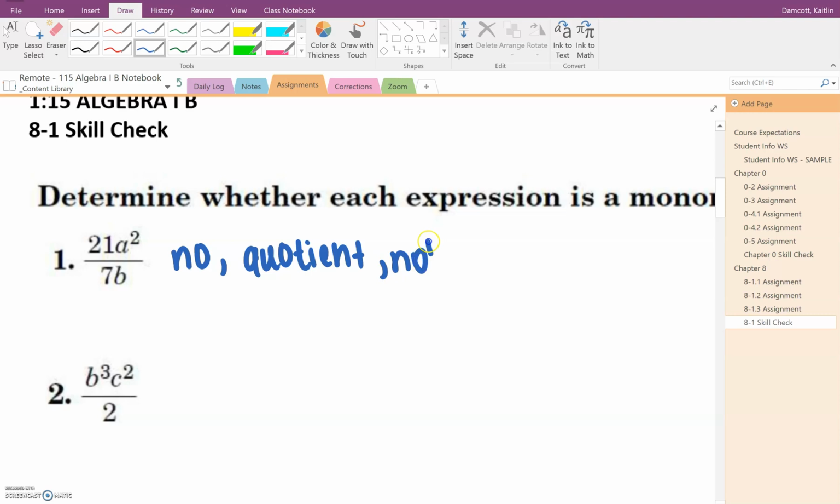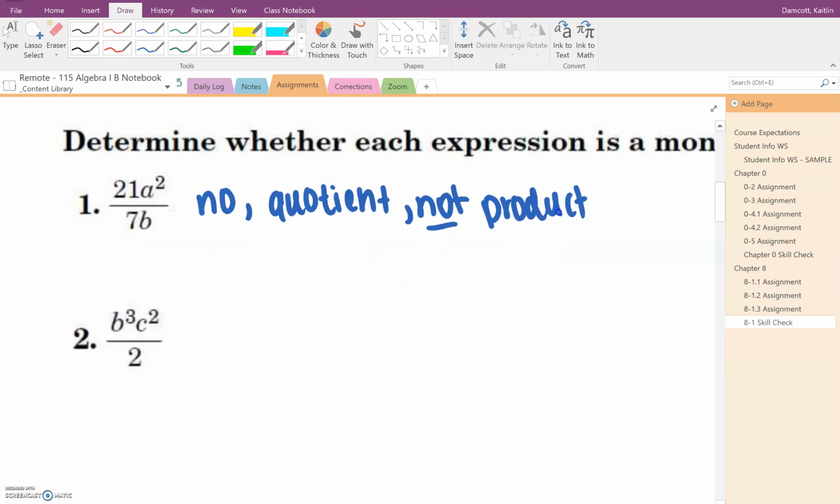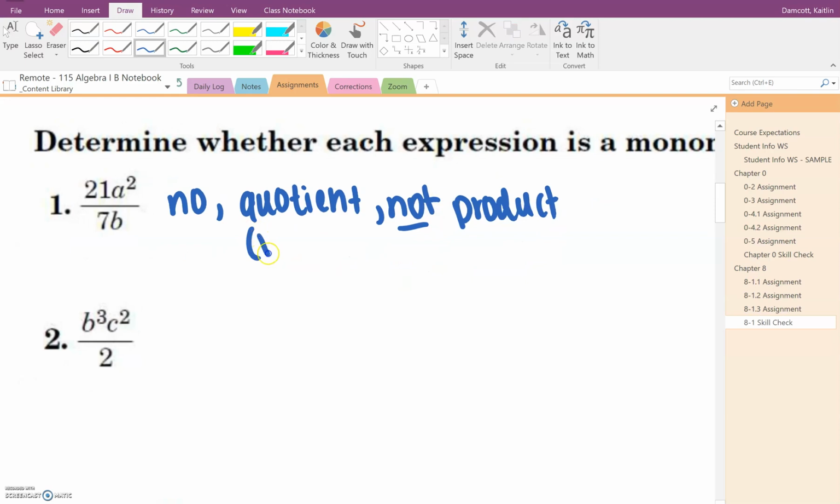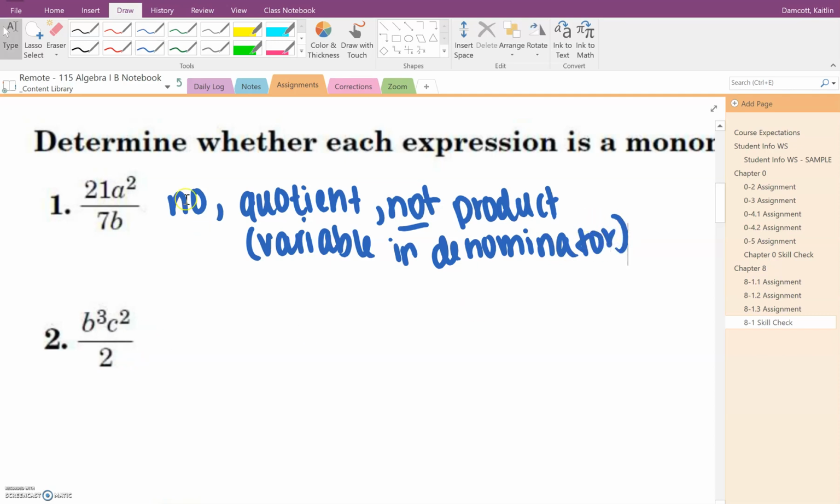not product. So again, the key is that the variable is in the bottom. And I'll put in parentheses, variable in denominator. All right, so that is the first one.